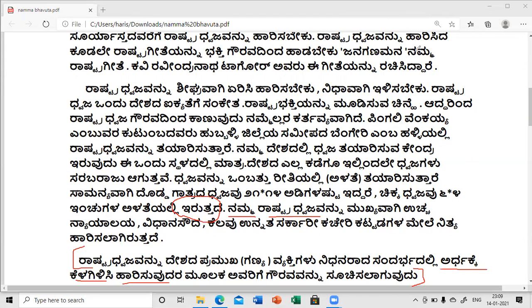So I hope you got an idea with this sample passage that we have discussed today. And I hope that this has helped you understand the nuances of comprehension of passages.